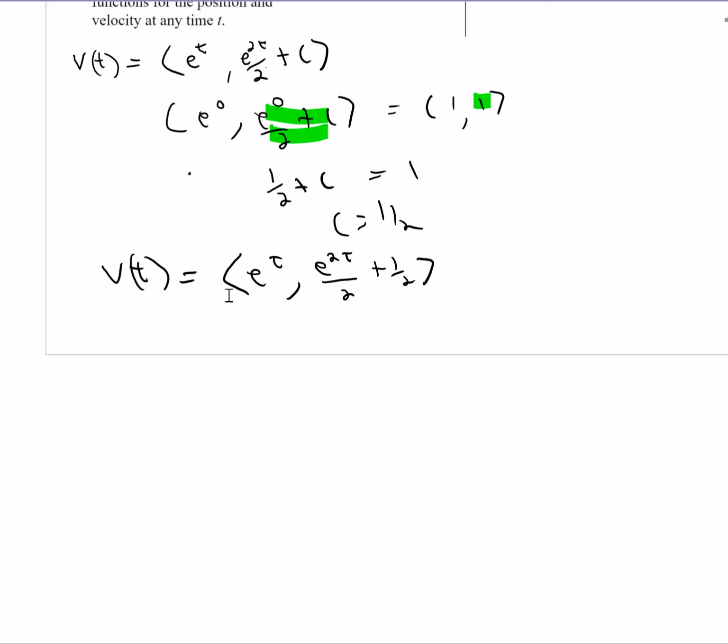Now we want to find our position vector. We can just integrate again. So our position vector is just going to be, well, this one's still e to the t. This one's going to be e to the 2t over 4 plus 1/2 t plus c, like that.